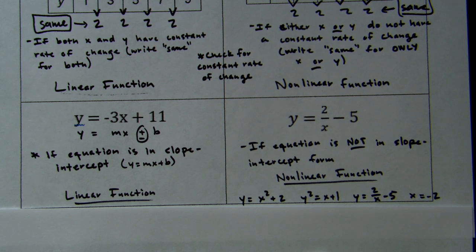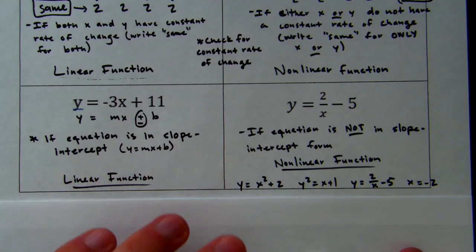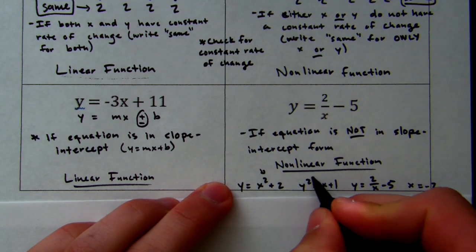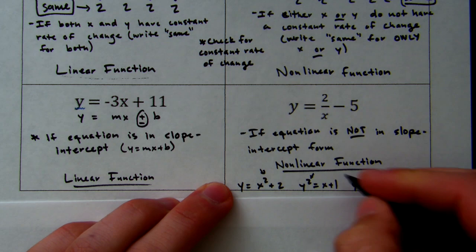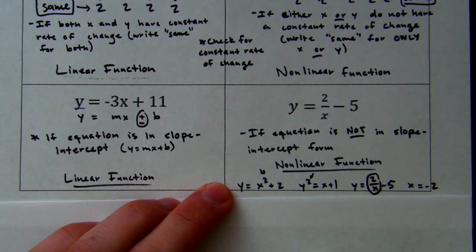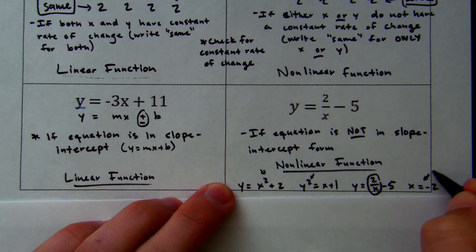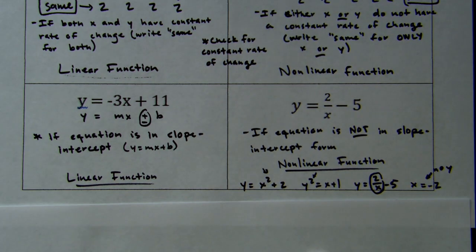Now, if the equation is not in slope-intercept form, and here's some examples of what non-slope-intercept form looks like. If the x has an exponent attached to it, if the y has an exponent attached to it, if the number is over x, that is not multiplied. That is not the slope multiplied by x. That is a number divided by x. That does not count. If x equals negative 2, if there's no y at all, no y, it is not a linear function, meaning it is a non-linear function.